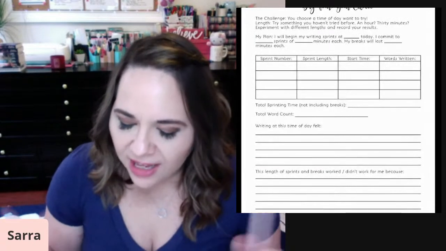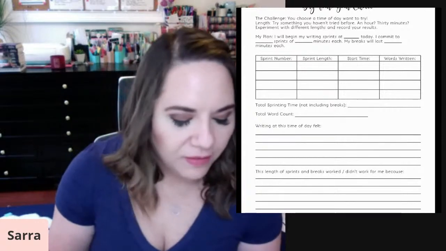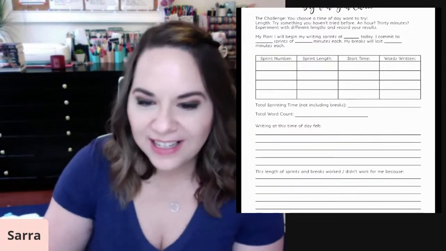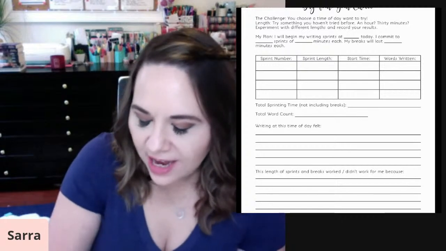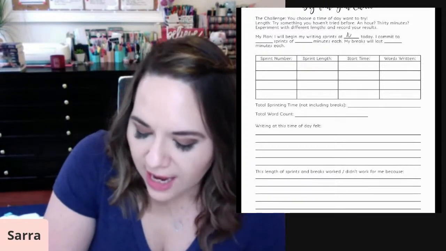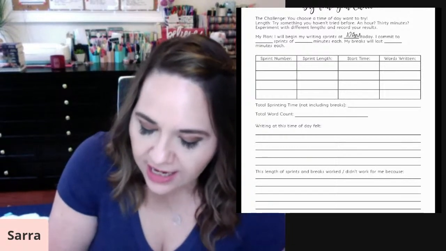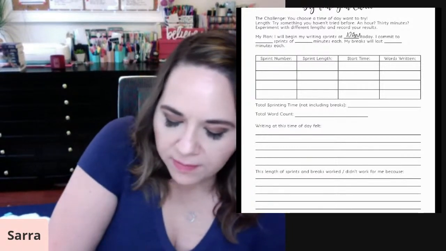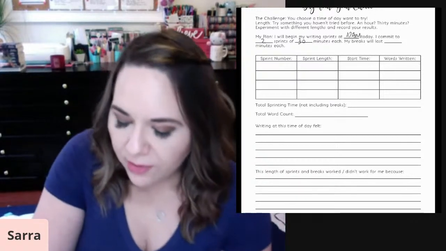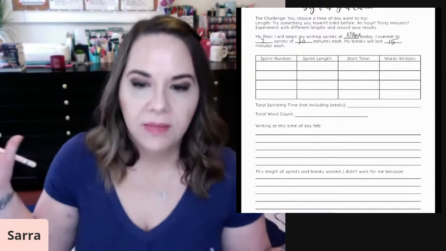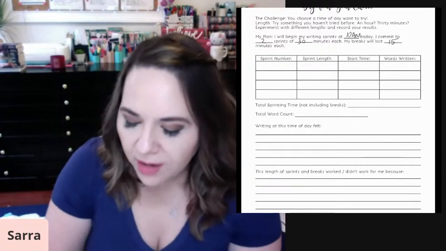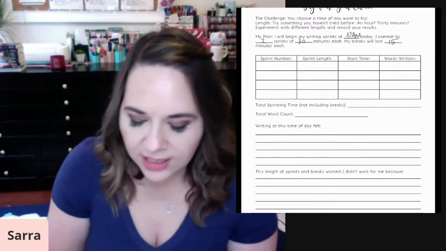So let's say for my purposes, because we're going to show you what the next step is. Let's say that I had decided that I was going to start my sprints at, let's say, 10 a.m. today, and I was going to commit to doing 2 sprints of 30 minutes each. And I was going to do a 15-minute break in between. So let's say I was trying that. And then I wrote down my sprint number, my sprint length, and everything else.